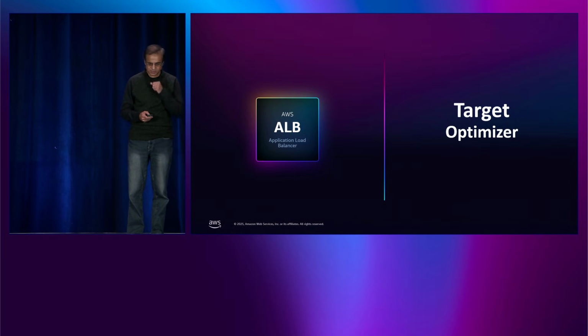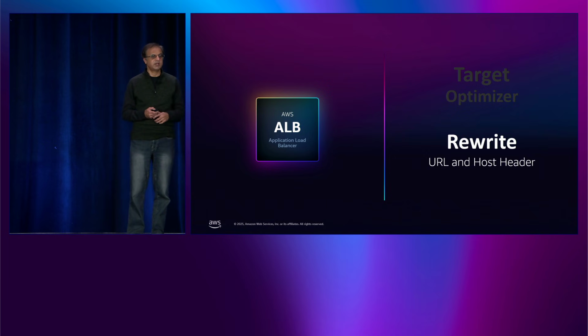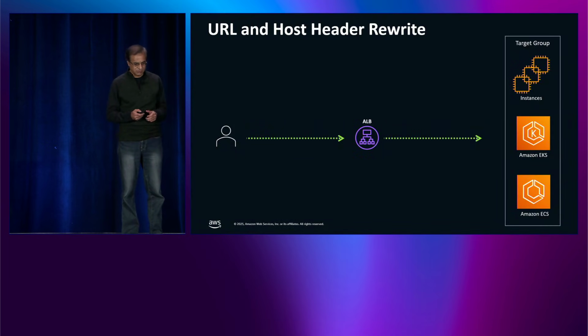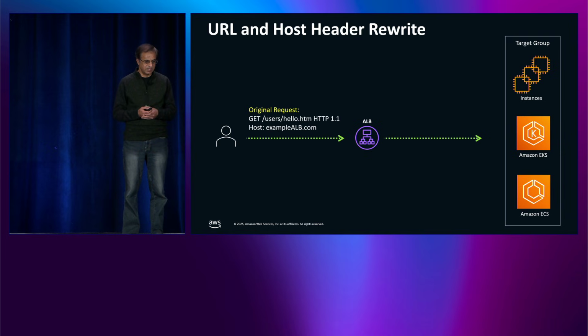And the last feature we're going to talk about now is the URL and host header rewrite. So Application Load Balancer now has an exciting capability. You can not only rewrite a host header, but you can also rewrite part of the URL. And the technology that's used essentially is regex, or regular expressions.